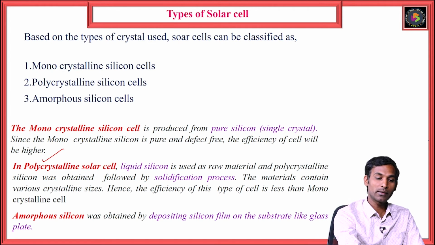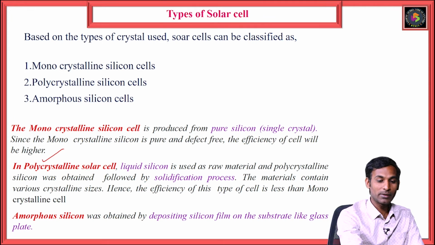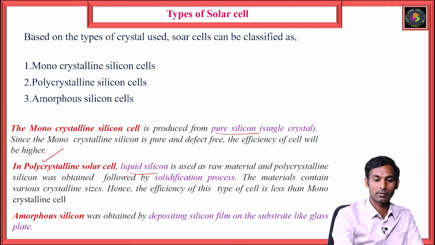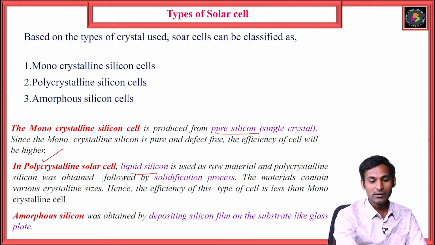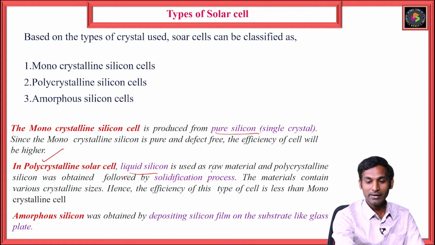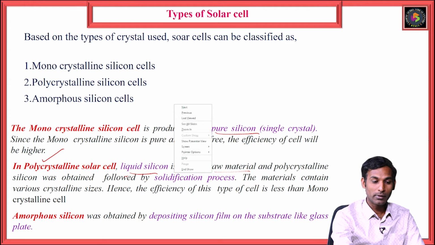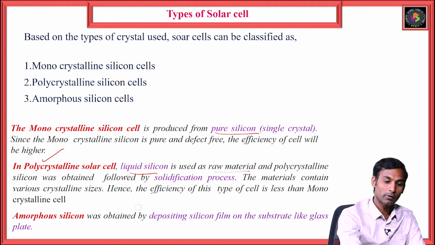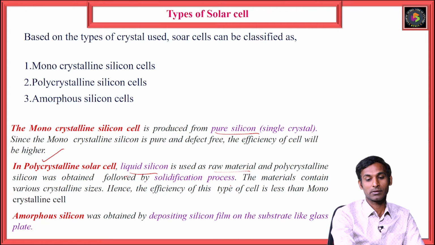Now you can see the polycrystalline solar cell. I am talking about liquid silicon. The previous one is pure silicon; now it is liquid silicon. If liquid silicon is used as a raw material, the polycrystalline silicon is obtained followed by the solidification process. That's why it is said to be phase transition module.